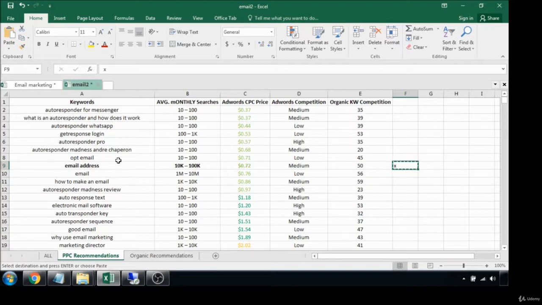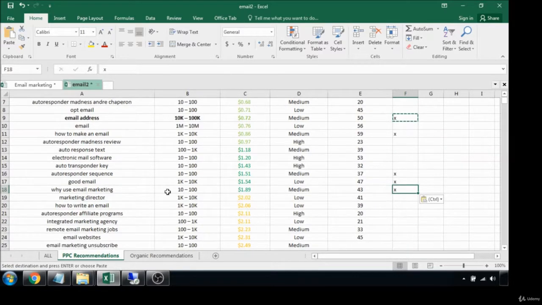So let's look at what else we got here. How to make an email. That's pretty good. That's training. You could maybe sell some products around that or something. Autoresponse text. Not unless you had like a software or something. Autoresponder sequence, that's pretty good, but there's not a ton of searches for that. Good email, you could write some content and create some products around that. Why use email marketing? Also not very highly searched, but that's a good term.